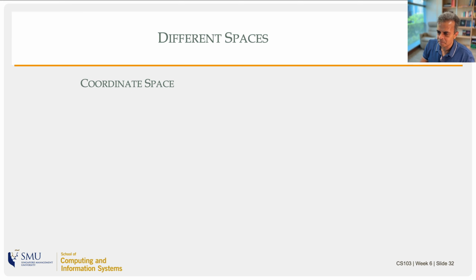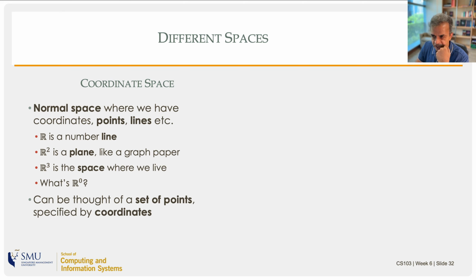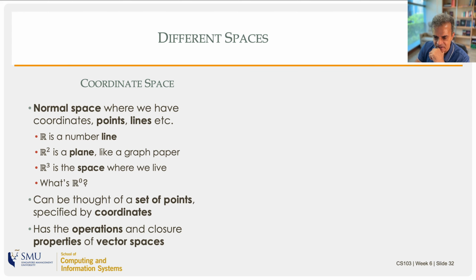Now, just one pedantic point that I try to make all the time. We have what we call a coordinate space. That's where you have the axes x, y, z, or x1, x2, x3, xn, etc. So those are like a number line or a plane or graph paper, and the space that we live in. So you can think of the coordinate space as a set of points specified by the corresponding coordinates. And it also has the properties of vector spaces like closure under addition and scaling. So it is a vector space.